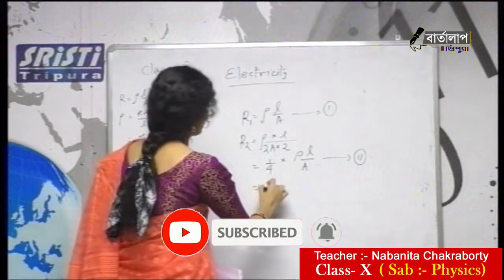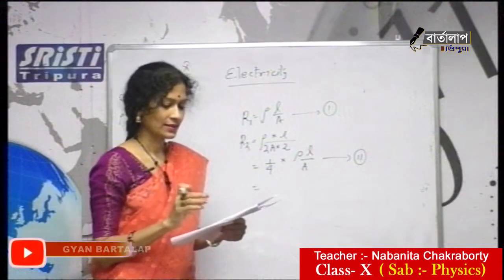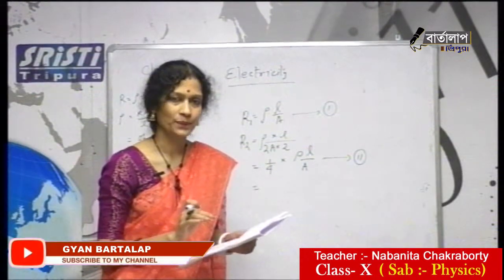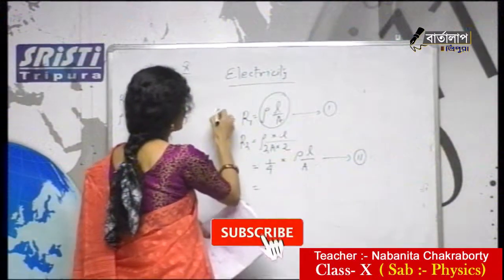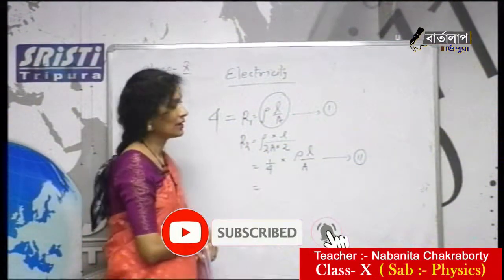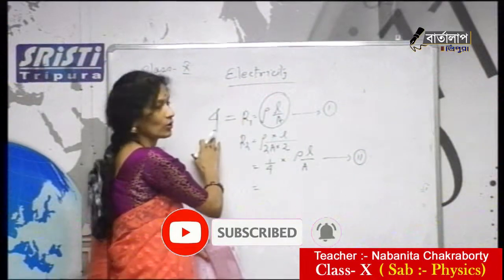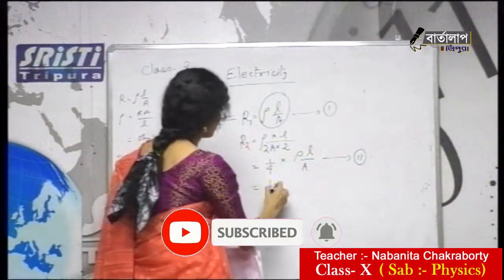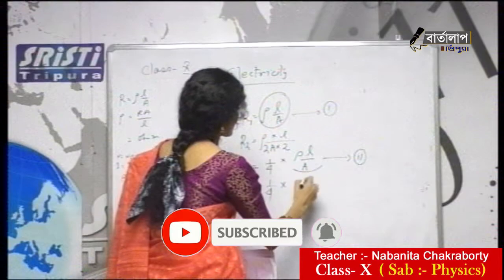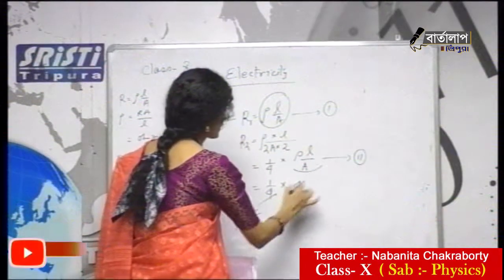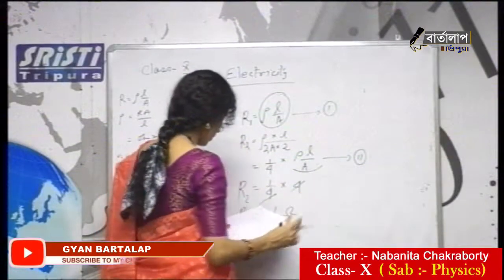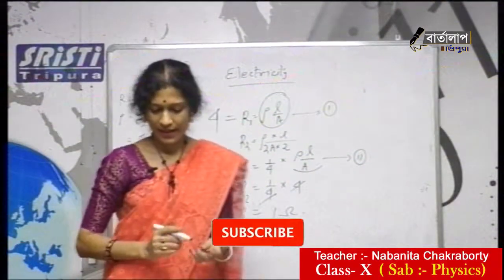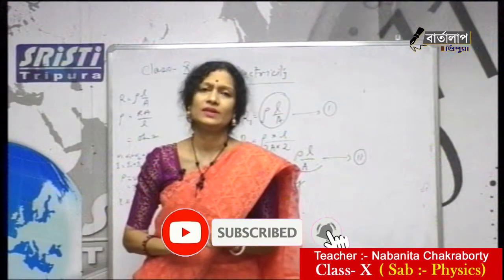Here you see, in the first case the resistance was 4 ohm. It's very simple. In the first case the resistance is 4 ohm, it is given. Now you put the value in that case, 4. That means R2 equals 1 ohm. So in that way you can solve different examples.